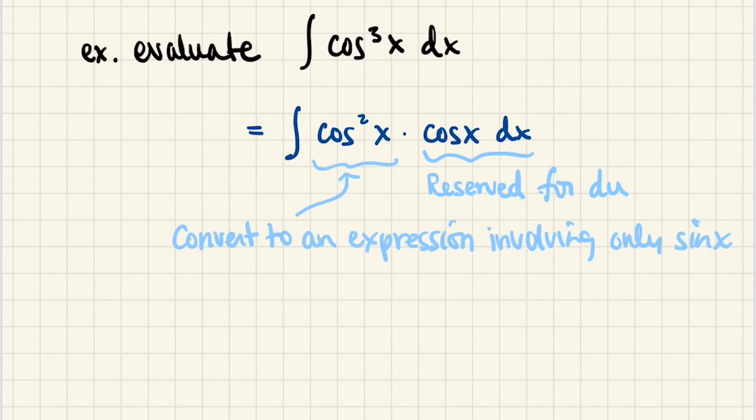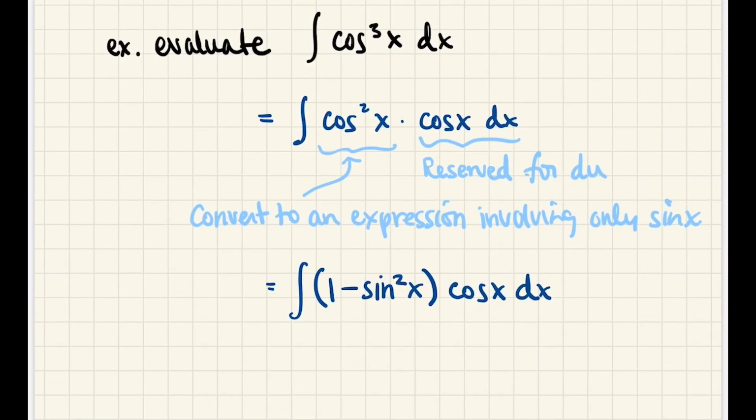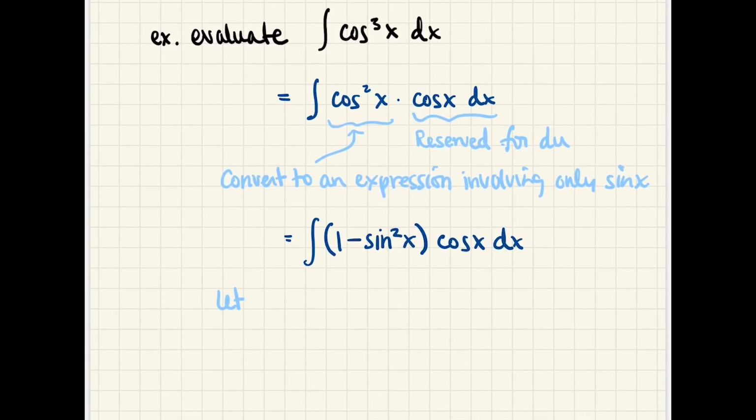Okay, well, great. We know that cosine squared is 1 minus sine squared. So this is like the integral of 1 minus sine squared of x times what we had reserved, which is our cosine x dx. So now we can let u equal sine of x, and hopefully you can see this is victory condition here. Du is cosine x dx, which is exactly what we had reserved. So our integral becomes 1 minus u squared, cosine x dx is du.